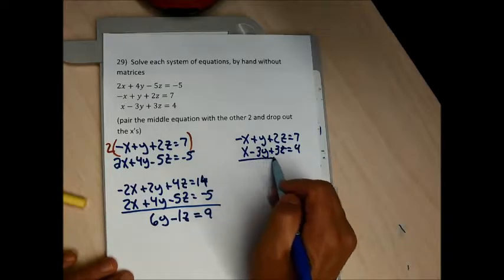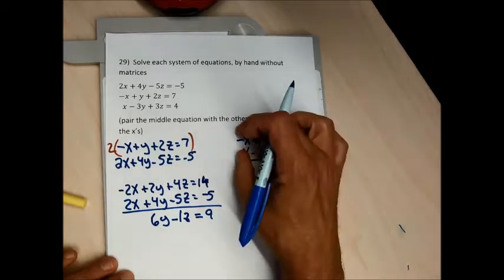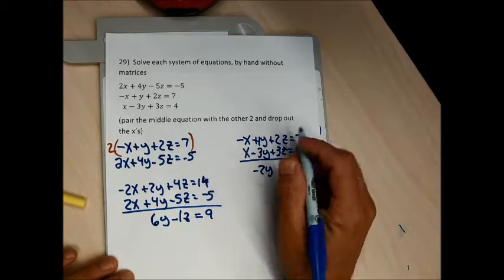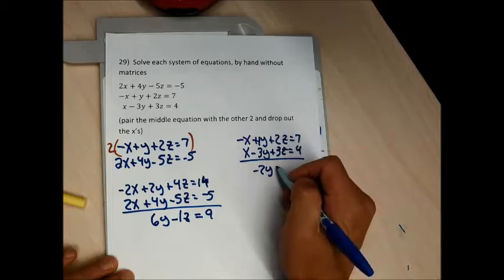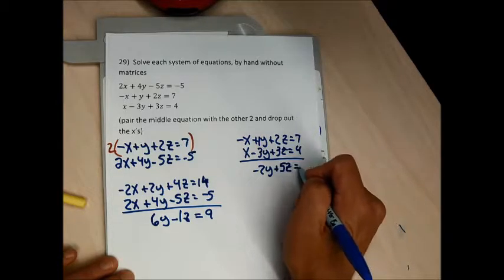The next pair you can just add together to drop out the x's. When you add them together, the x's cancel. 1y minus 3y is minus 2y. 2z plus 3z is 5z. 7 plus 4 is 11.